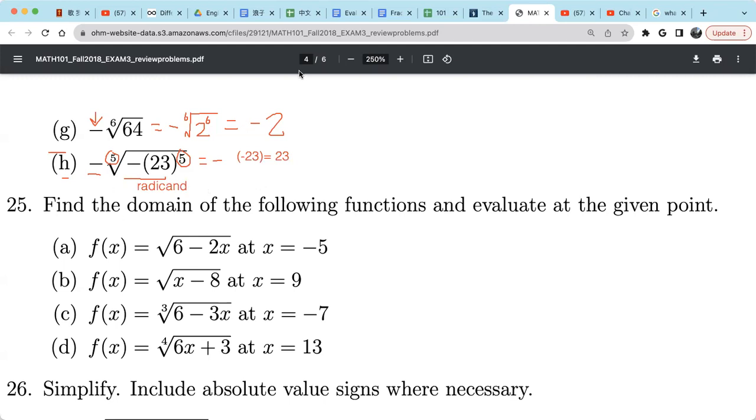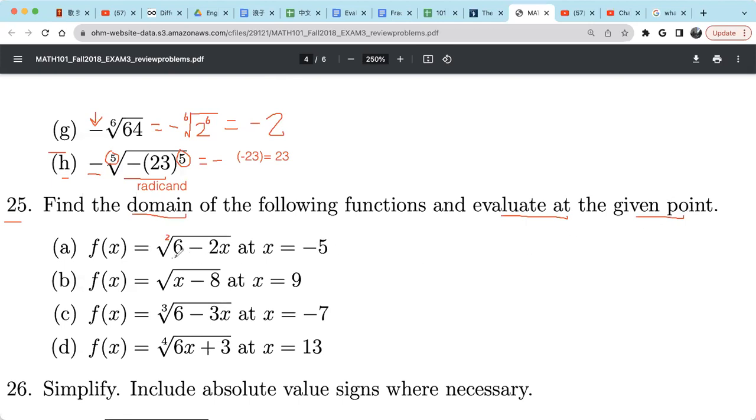Now let's see 25. Find the domain of those radical functions. Right. So for this one, the index is even, it is 2 by default. So first we want to find the domain, then we want to evaluate at a given x value. Okay, so we have to do 2 things.